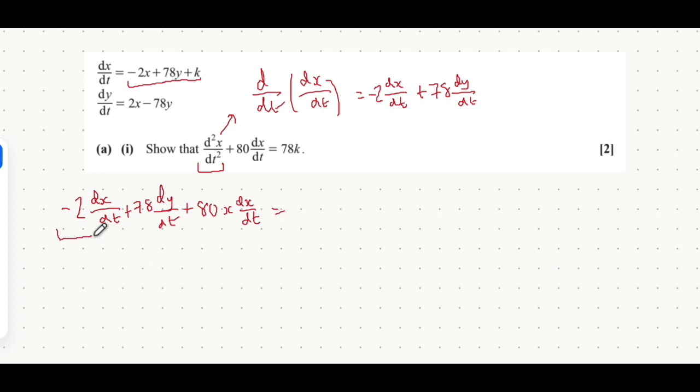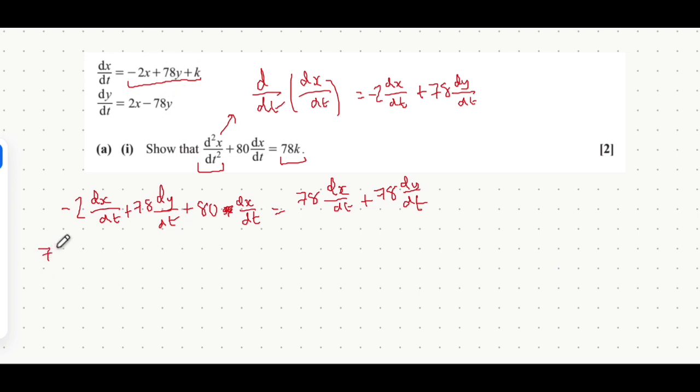So we see that there's, sorry, I don't know why I wrote an x there, it's supposed to be multiplication. There's two terms with dx by dt, so we can collect like terms, and we can combine them together to get 78 lots of dx by dt, and then plus 78 lots of dy by dt. Now when it comes to showing that all of this is equal to 78k, what you want to do is replace dx by dt with this whole expression here.